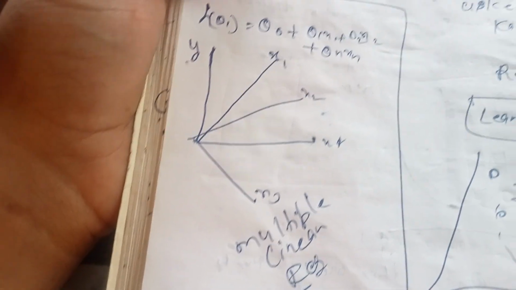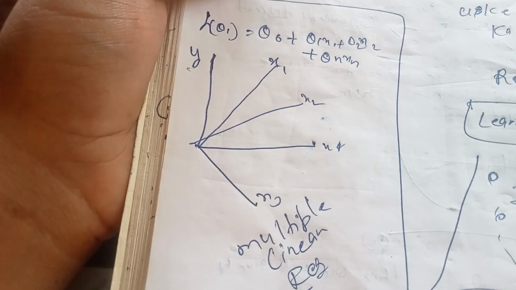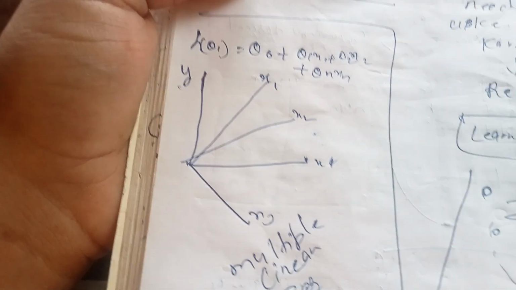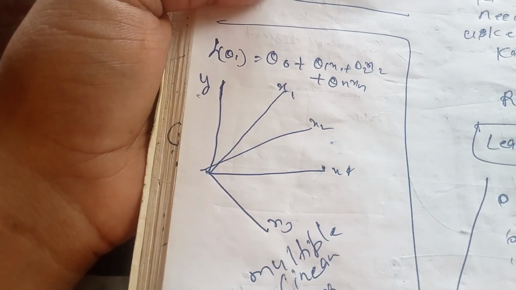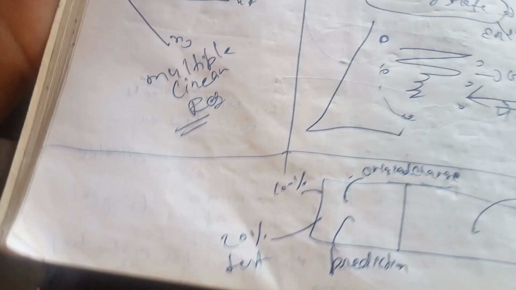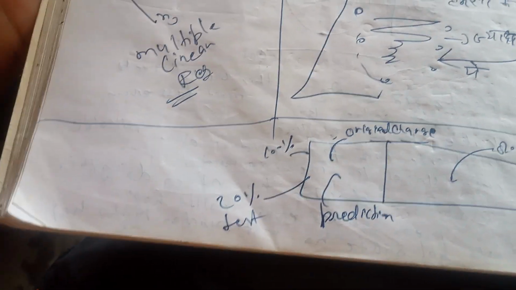and this is our multiple linear regression, where we have lots of input columns, you can say, where theta 0 is the intercept, and theta 1, theta 2, theta 3. Okay, these are the slopes, and x1, x2, x3, these are the inputs. And this is our original data.